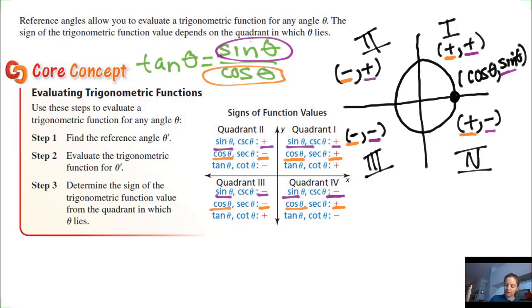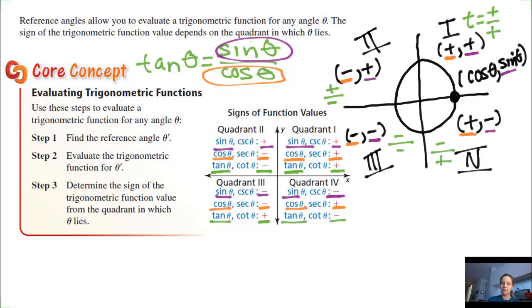So tangent in the first quadrant is going to be sine, which is positive, over cosine, which is positive. A positive divided by a positive is a positive. Therefore, tangent is positive. In the second quadrant, sine is positive divided by cosine, which is negative. Positive divided by a negative is a negative. Therefore, tangent is negative. Third quadrant, we have a negative divided by a negative, which will be positive. In the fourth quadrant, we have a negative divided by a positive, which is negative.